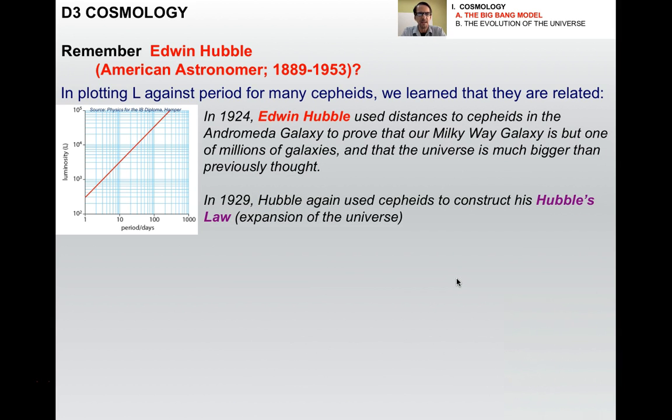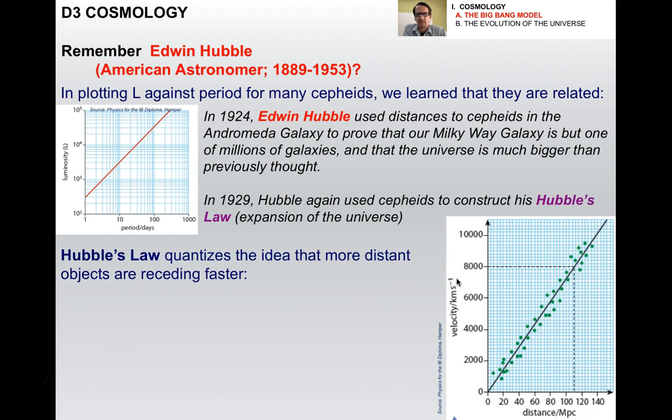And we learned that they were related, right? Luminosity and period in that way. In 1924, he used distances to Cepheids in the Andromeda Galaxy to prove that our Milky Way is but one of a million galaxies. We've talked about this before, and that the universe is much bigger than previously thought. In 1929, he again used Cepheids to construct Hubble's Law, and that's what I'm going to talk about right now.